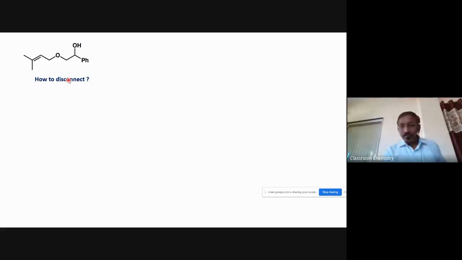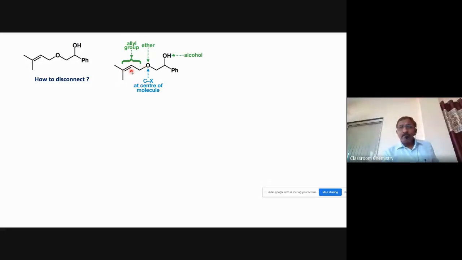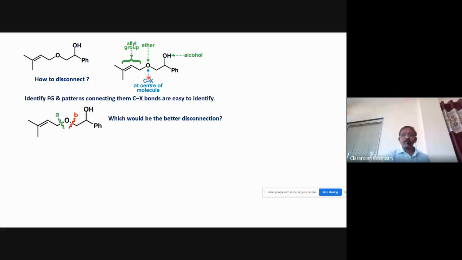right? Then how to disconnect? If we see the functional groups and corresponding positions, there is alcohol, this is allyl, and this is ether. So there are three different kinds of functional groups, and this is the center of the molecule. Now we have to observe which kind of disconnection is favorable, either this or this. First we have to identify the functional groups and pattern. They are attached to the central carbon atom. Now there are two possibilities that we have to disconnect, either A or B.